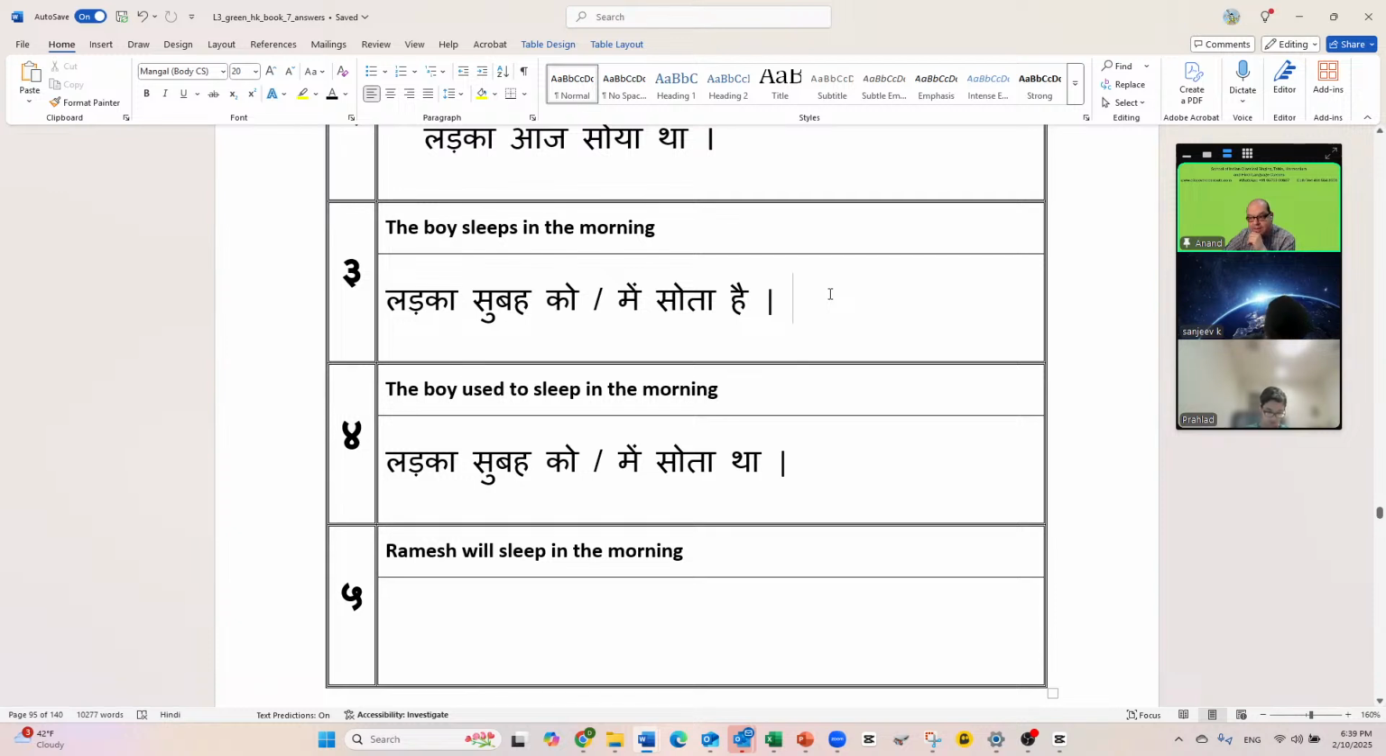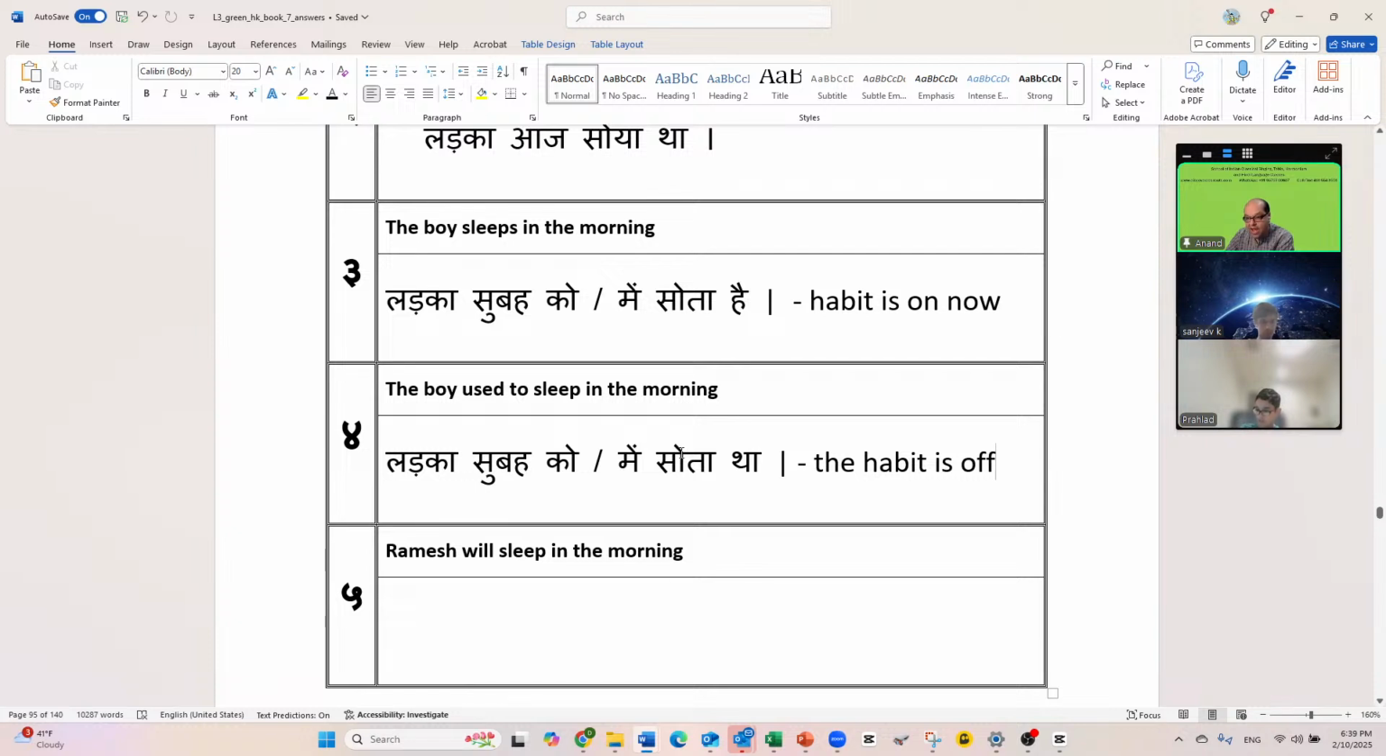Look at my screen again, Prahlad. So, in this first sentence, लड़का सुबह को सोता था, it's a habit. But what is happening to the habit? The habit is on right now. But in this case, the habit is off. The habit is no longer being practiced. But we are still reporting about the habit. So it is ta form.